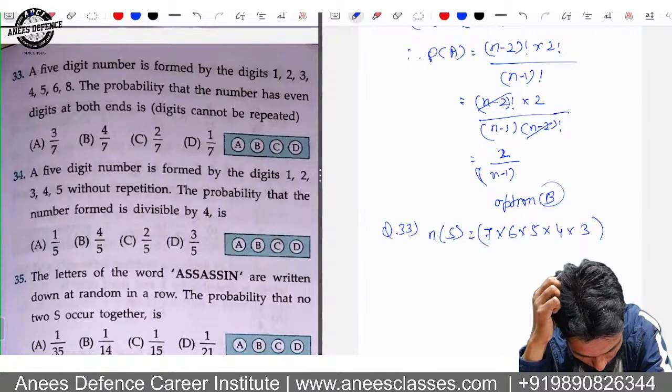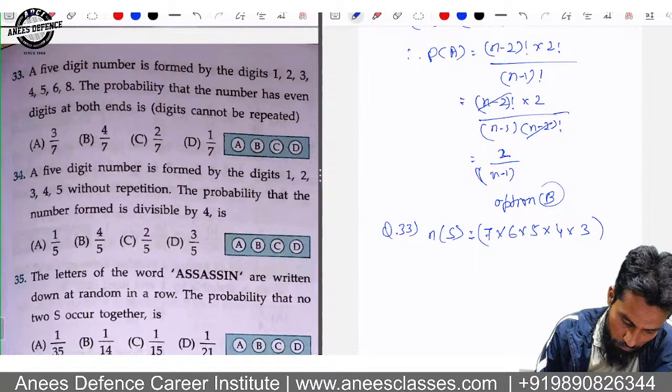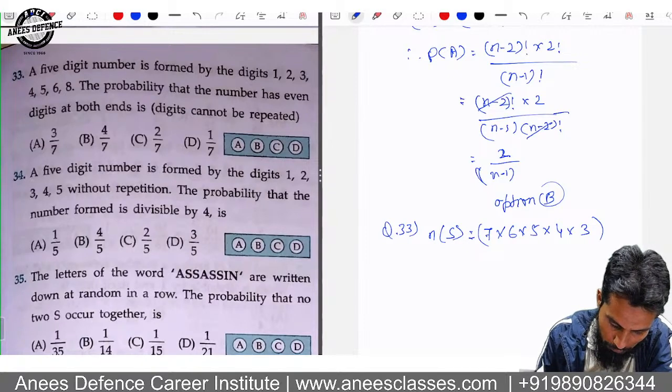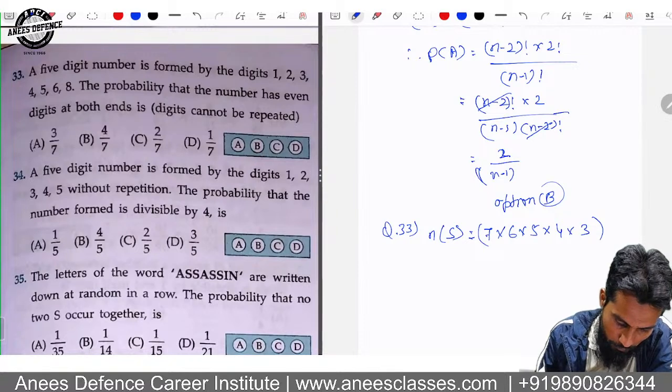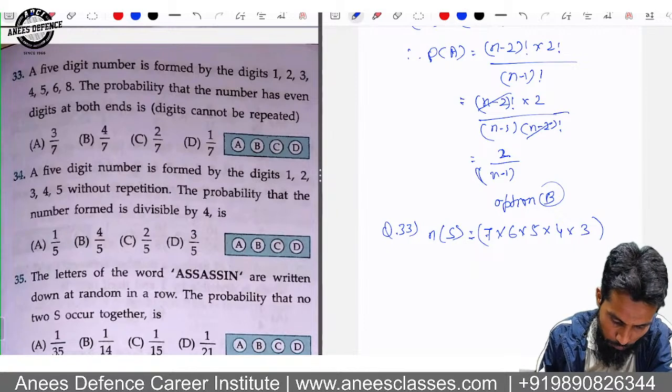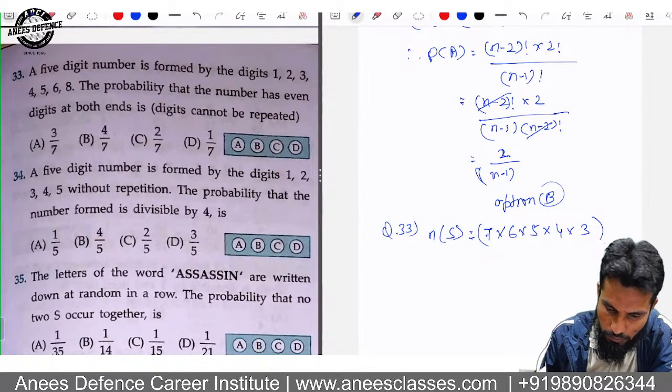And the remaining positions can be filled with whatever digits are left. So in the 5-digit number you are forming, 3 places are left in the middle. Since 2 digits will be used, out of the 7, 5 will still be there. So 5 into 4 into 3. Option D? No, not correct.